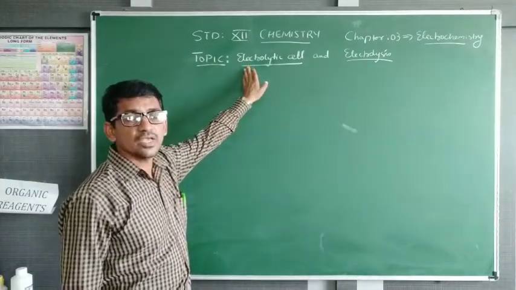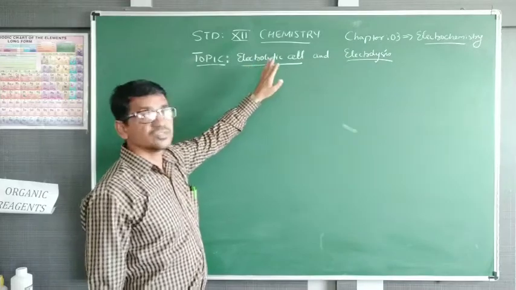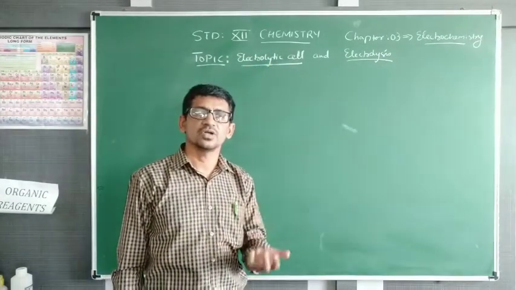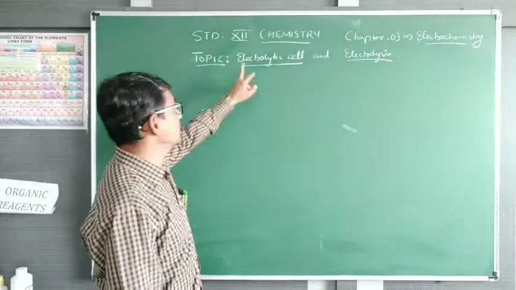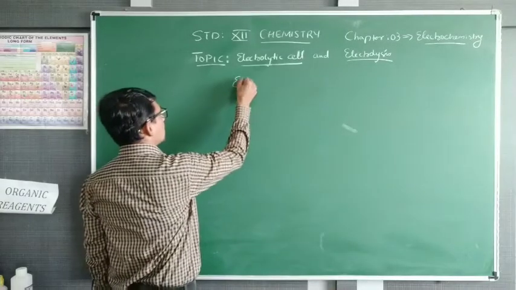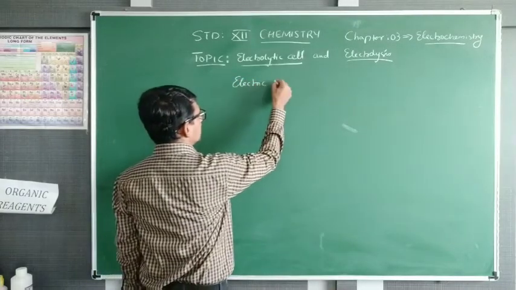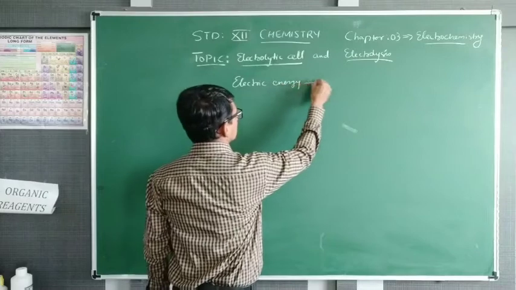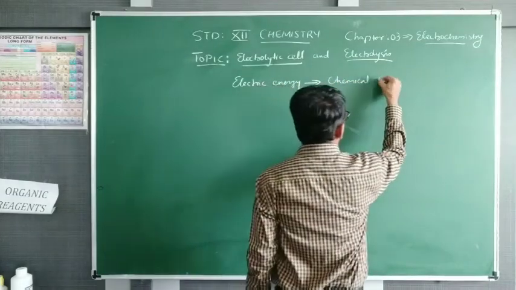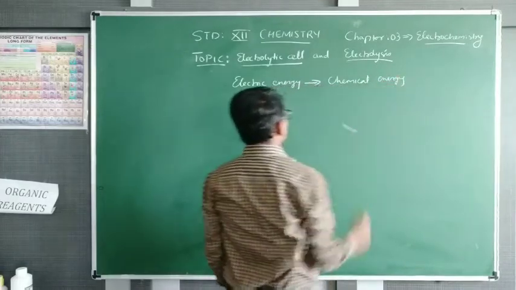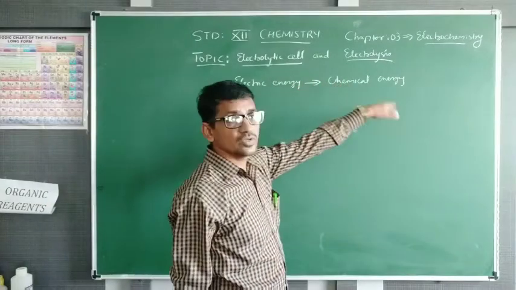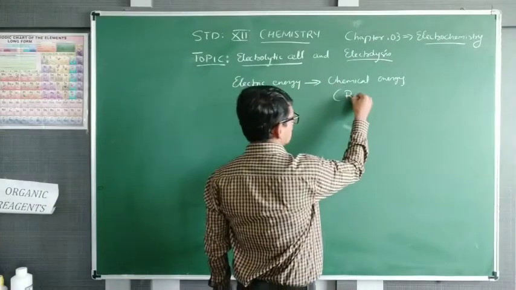Previously we have studied about electrochemical cell. Electrochemical cell means chemical energy is converted to electric energy. This electrolytic cell is the opposite: electric energy is converted to chemical energy. Electric current is passed to the cell and it is converted into chemical energy. Means what? Redox reaction takes place.